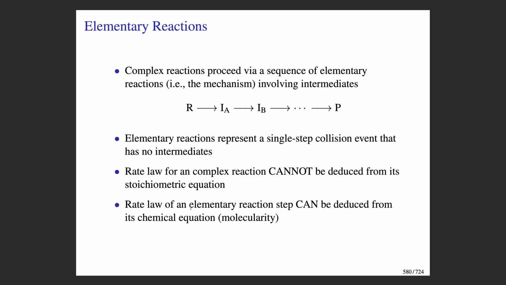So the main point of this slide is to distinguish between an overall stoichiometric reaction, which may involve one or more intermediates through a complex mechanism, and an elementary reaction step, which is a fundamental chemical event where reactants come together to form the products with no intermediates in between.